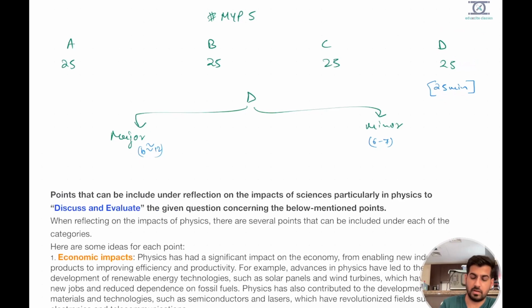answers. Now when we talk about criterion D, there will basically be two types of question. One will be considered a major question, one a minor question. The major question will be around 10 to 12 or 13 marks, and the minor question will be around 6 to 7. I will be discussing how to write the major one, and the same can be applied to the minor one at a smaller level.